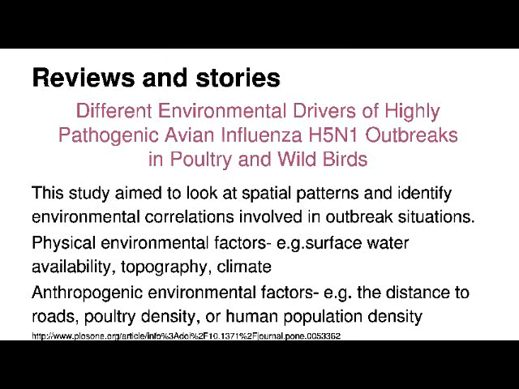I just wanted to go through this. It's just a paper. If you all can pull it up, it'll be good to look at. It's a paper that shows how different environmental drivers can influence outbreaks in poultry and in wild birds, right? They looked at some spatial patterns, and this is in Europe actually, and it identified environmental correlations in the various outbreak situations that they have.